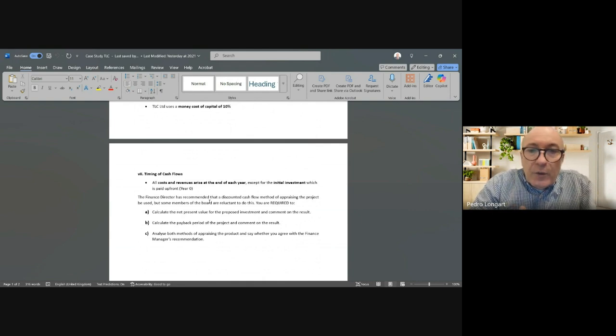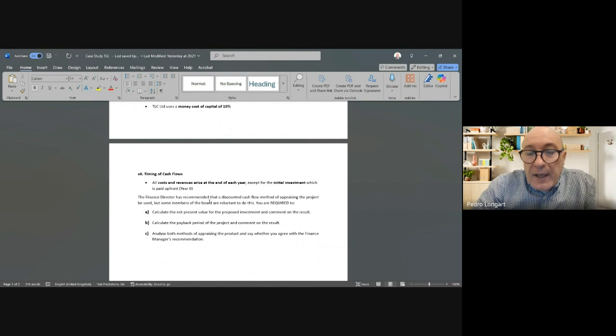Then what you have to consider is what you are required to do. The first thing is to calculate the net present value for the proposed investment and comment on the result. Comment means: is it positive? Is it negative? If it's positive, you can say you can go ahead, but you can compare that with other types of investments that you have. Maybe you have 3 million, and you can go for this device, or you can do something else. And then you have to compare.